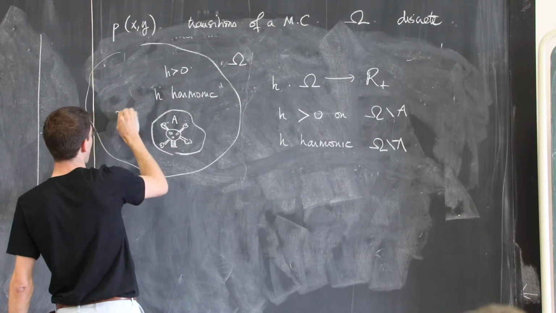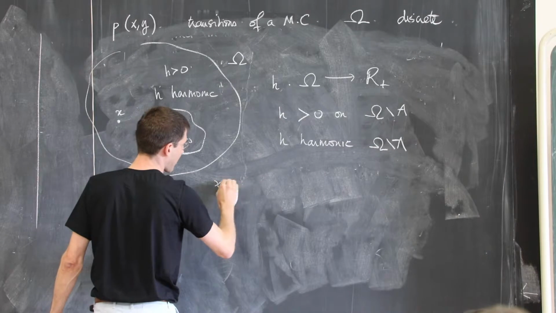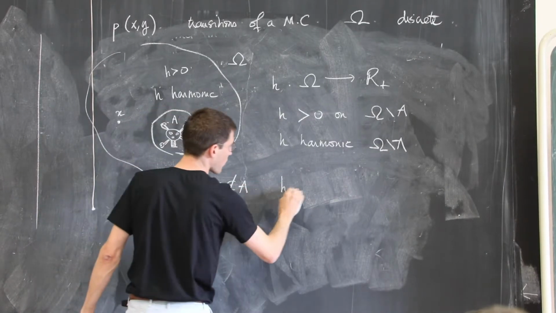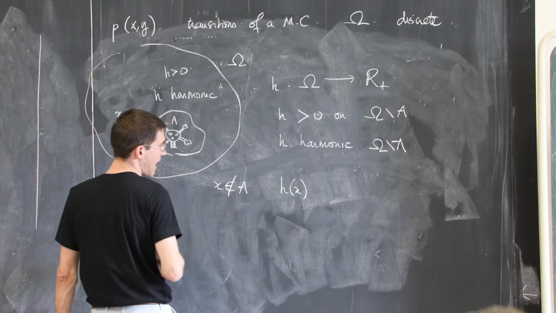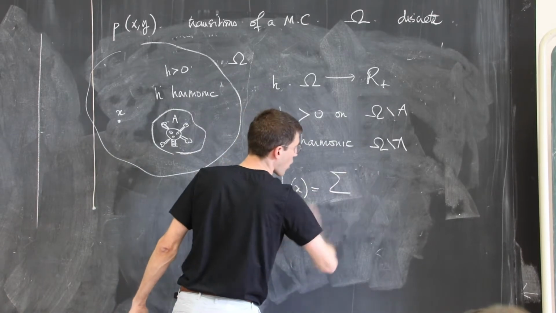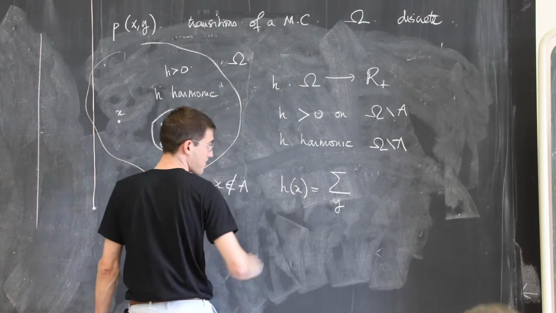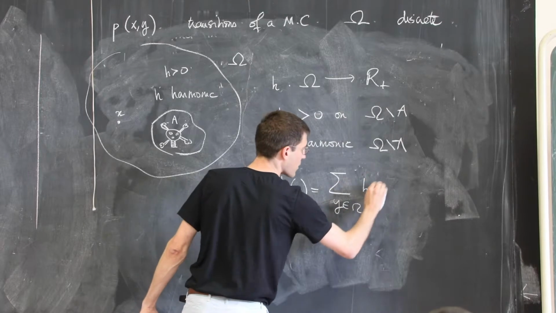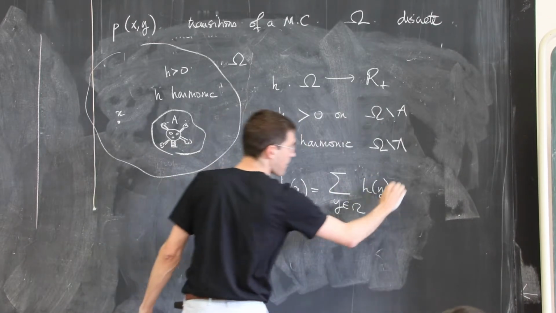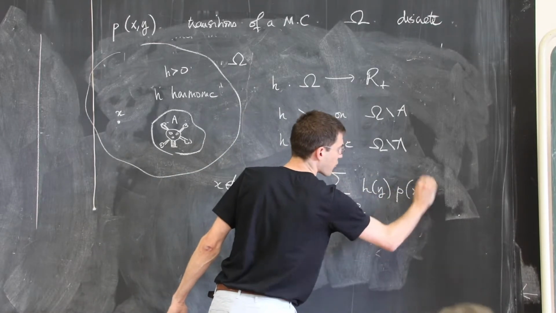Meaning that if you put a point x here, if you take x not in A, you compute the value of h at x. It's the same as if you were averaging over all y in omega of the value of h at y times the probability that you jump from x to y.